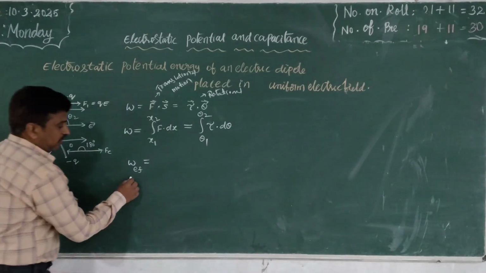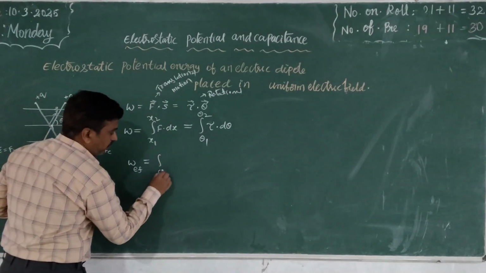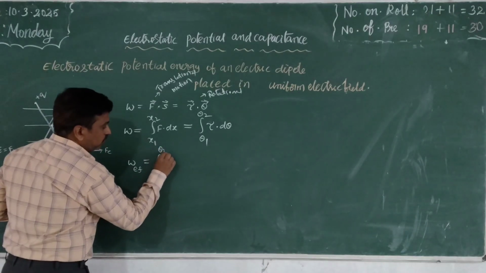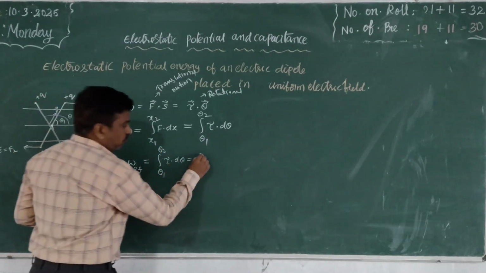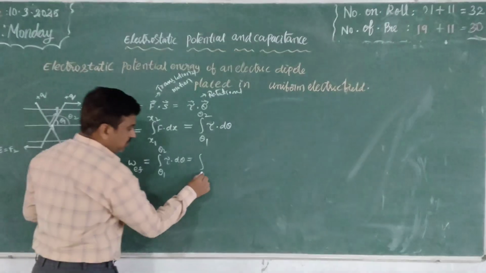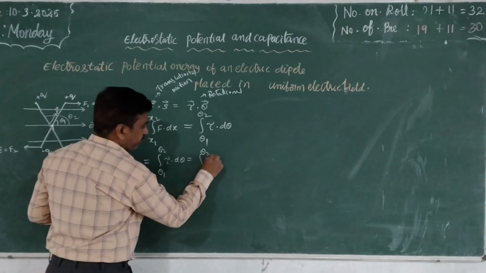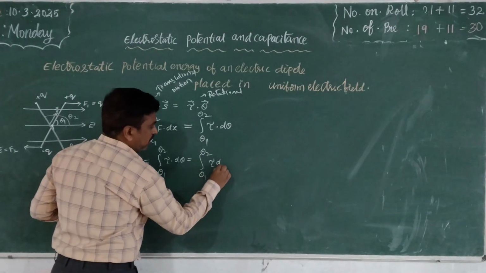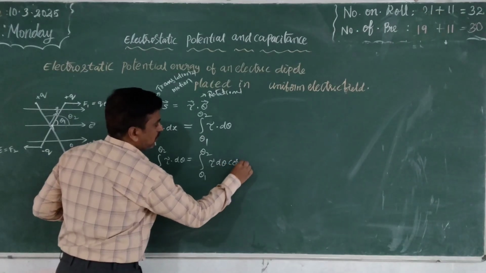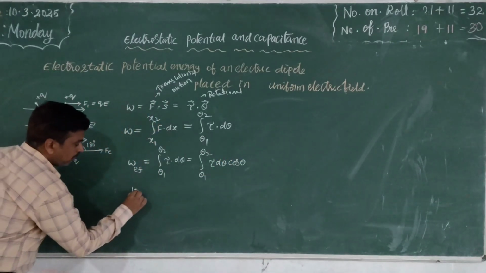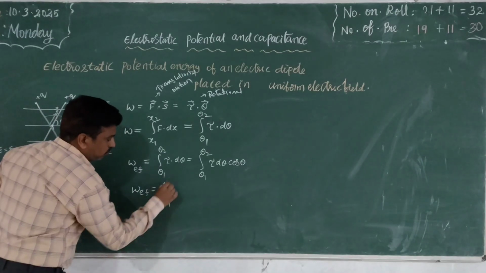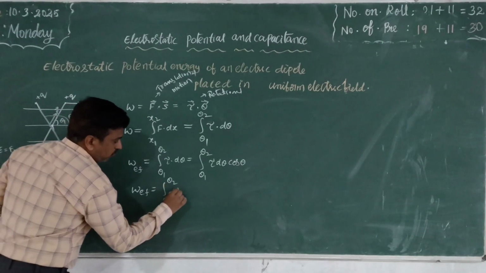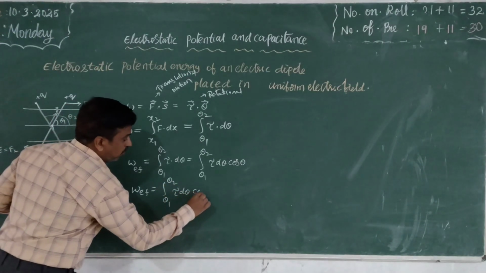See, we can take the work done by the electric force, from theta 1 to theta 2, integral of tau dot d theta. We can remove the dot product: tau d theta cos theta. So the work done by the electric force equals the integral from theta 1 to theta 2 of tau d theta cos 180.